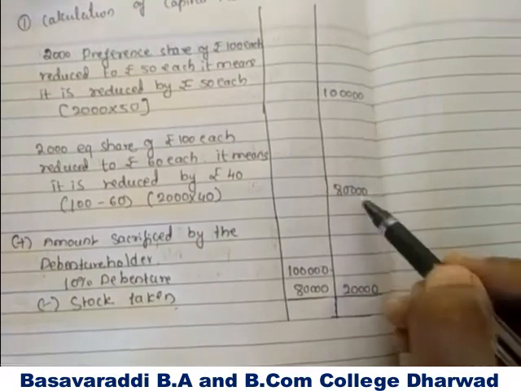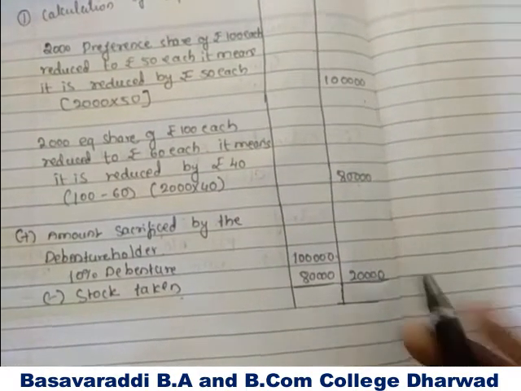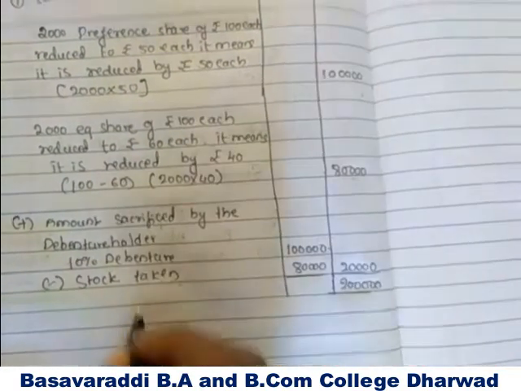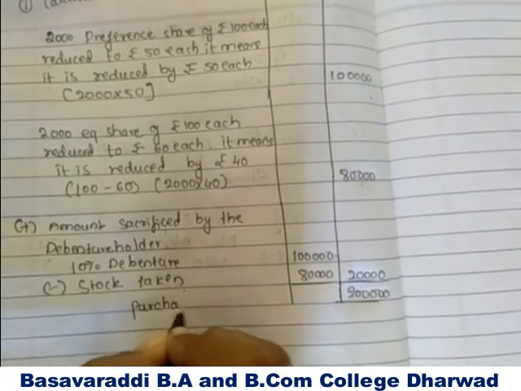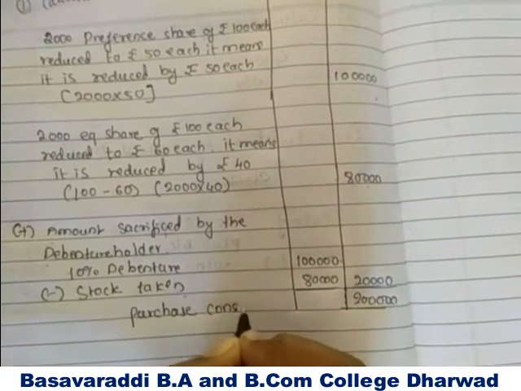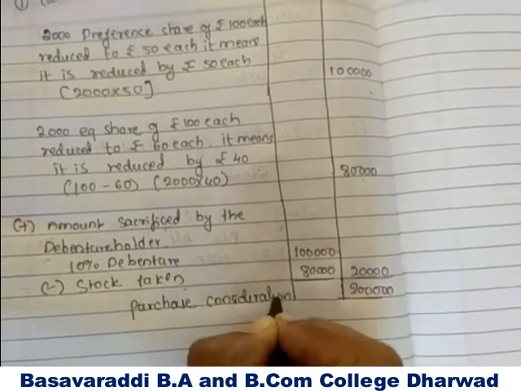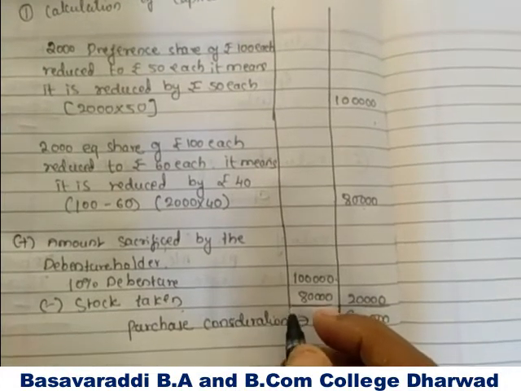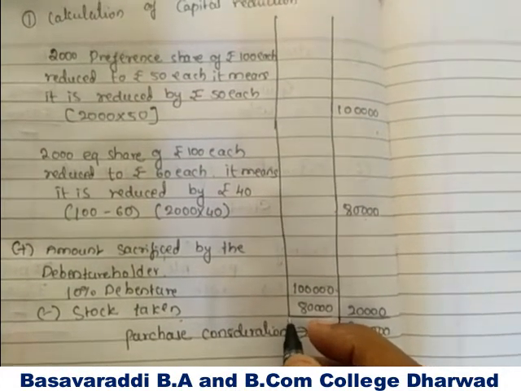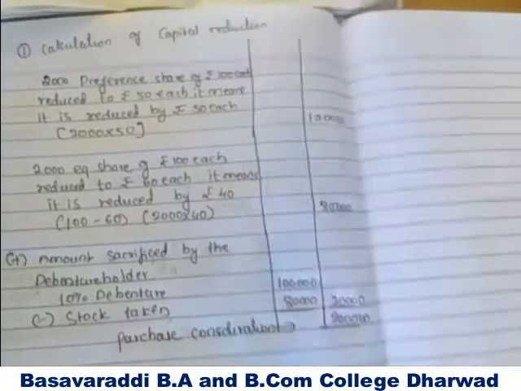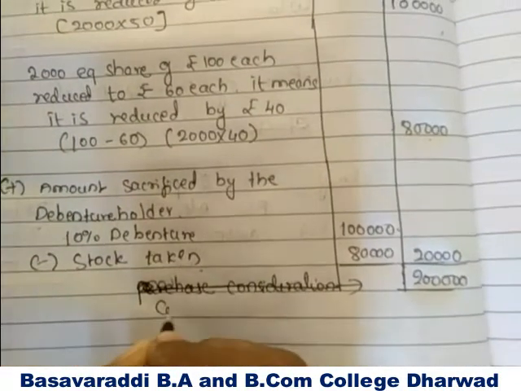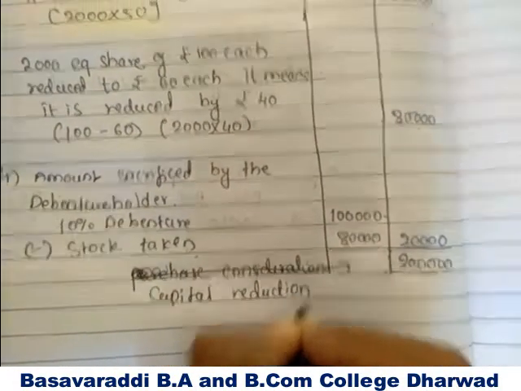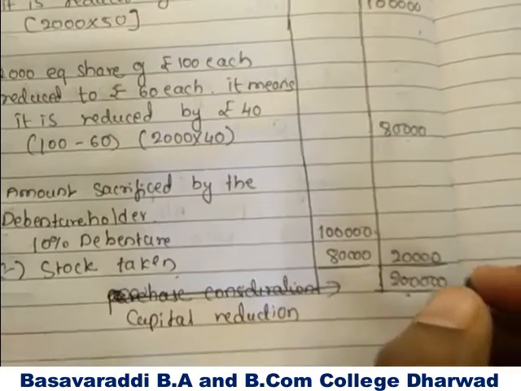Now 1 lakh plus 80,000 plus 20,000 is equal to 2 lakh, which is the capital reduction amount. I hope you have understood the calculation of capital reduction. How much is the capital reduction equal to? 2 lakh rupees is the capital reduction amount.